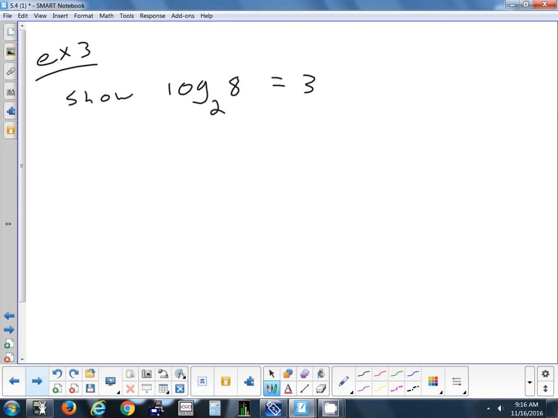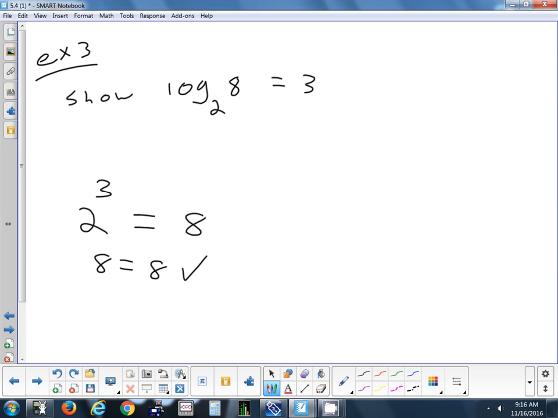So that will help. What's my base? 2. And logarithm always equals what kind of number? Exponent. So 3 is the exponent. And what haven't I used? 8. What's 2 to the third power? So of course that's true. That's the reflexive property. Something is always equal to itself. So we showed that that's true.